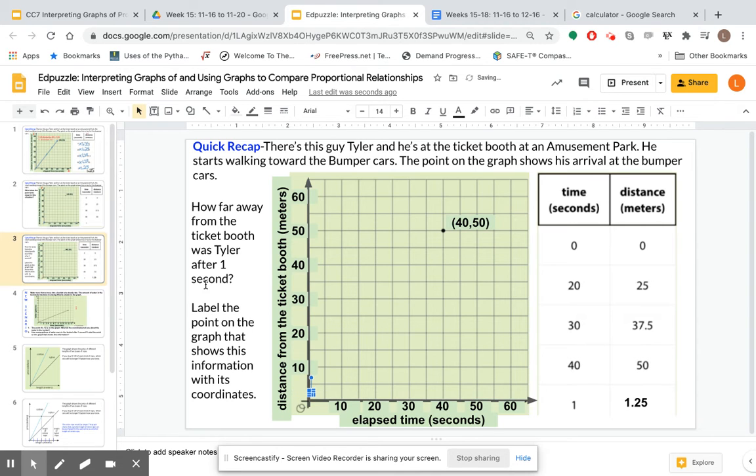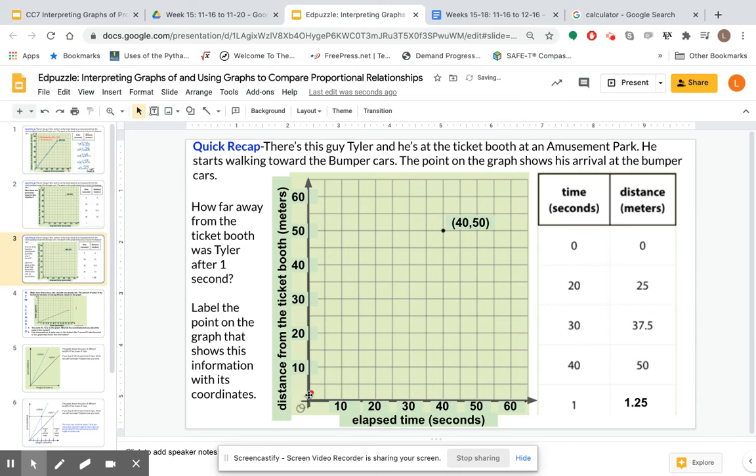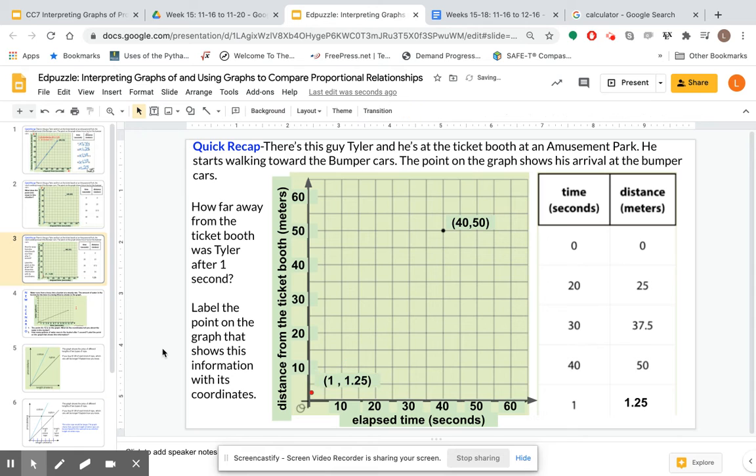And I don't want to get too picky with that because it's going to be hard to mess with, but it should be about right there, okay? And all we got to do is just label it. That's 1 and 1.25. Okay, in 1 second of walking, Tyler traveled 1.25 meters. Okay, there we go.